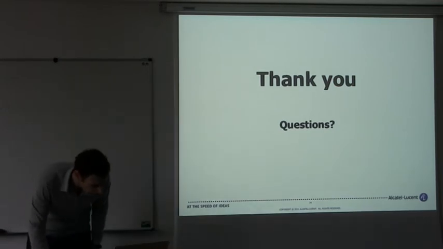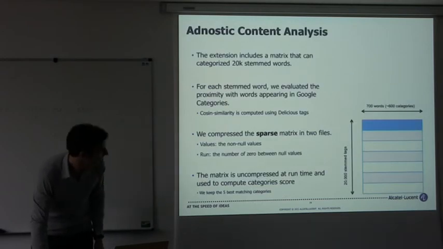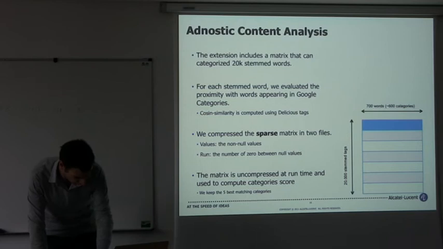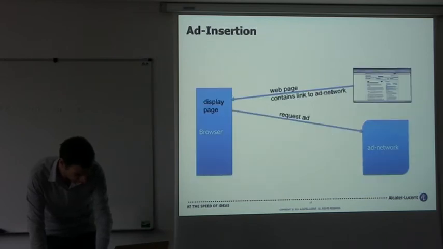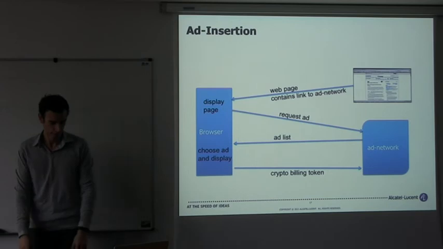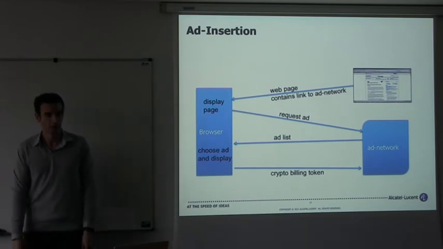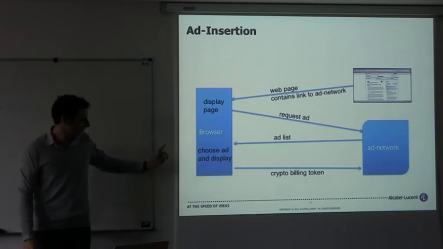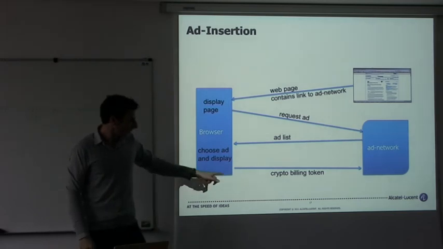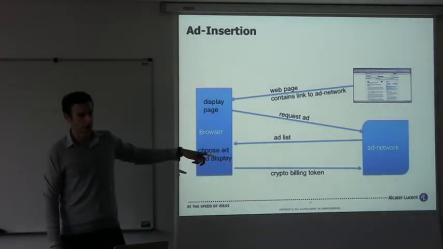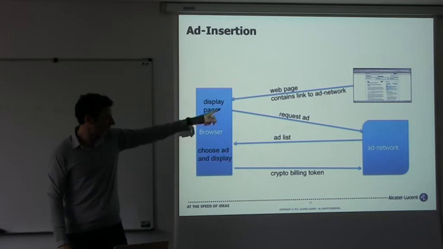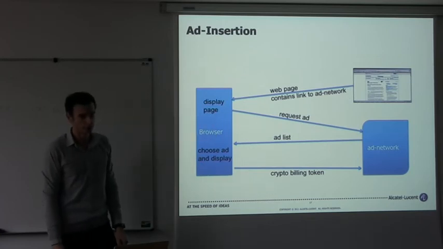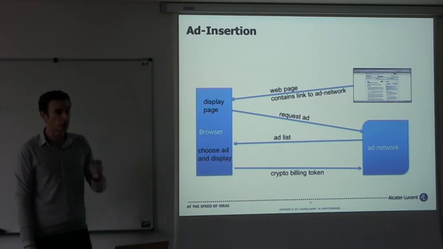Can you go back to the slide in which you show the diagnostic system? Because I'm not sure I understand the implication on the business model of the ad. The one at the end where there is a crypto billing token. I'm not sure who pays what in this. The browser sends the crypto billing token to the ad network, so the ad network is able to pay the publisher. But will you pay, for instance, 10 times more because you download the claims?